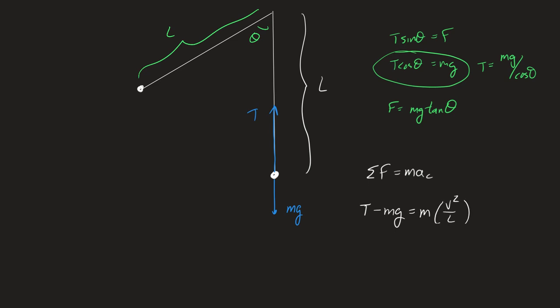I'm saying L because that's the radius, right? The length of the string. Yeah. Now, I can't get an answer here unless I know the velocity. So we need a way of finding the velocity.